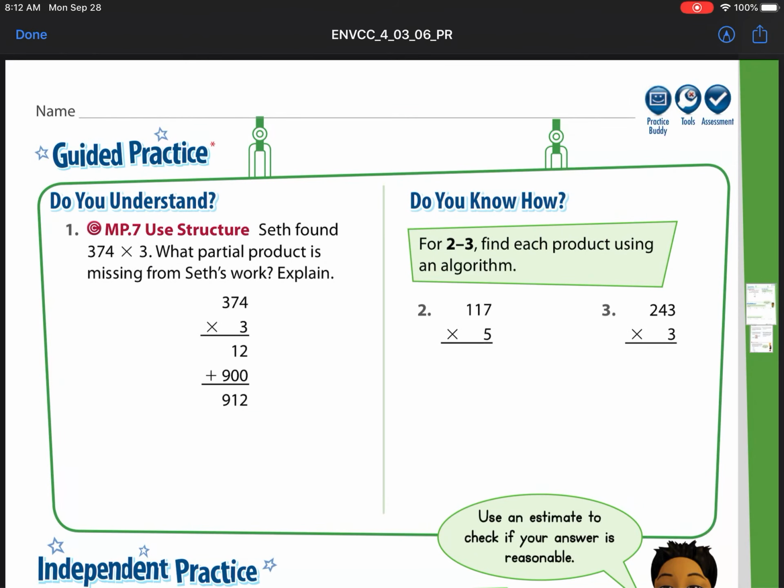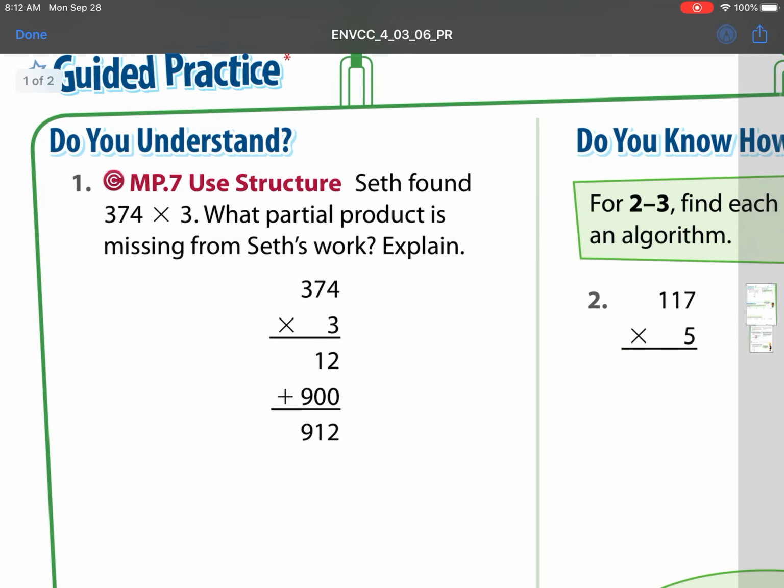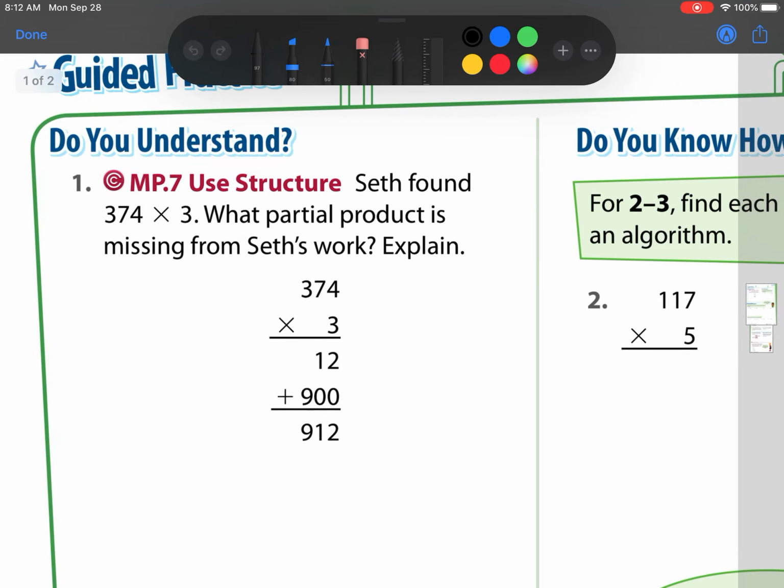So we're on lesson 3-6, which involves using multiplication and partial products to solve one digit by multi-digit multiplication. So let's look at our first one right here. It's our guided practice, so we should have already watched that video. And we have this question for us. Seth found 374 times 3. What partial product is missing from Seth's work?